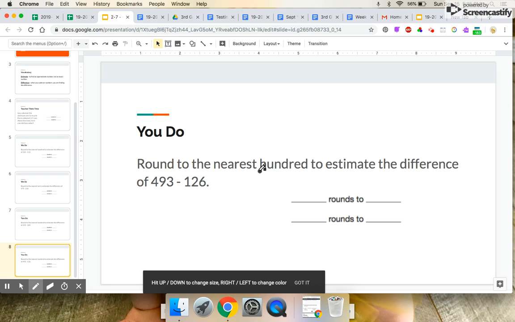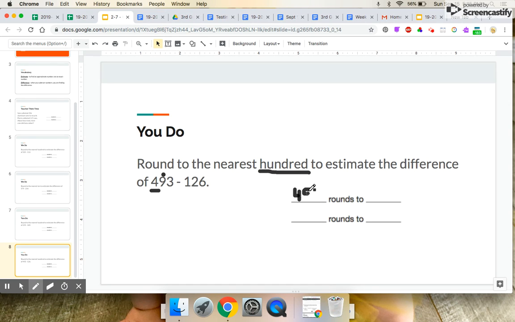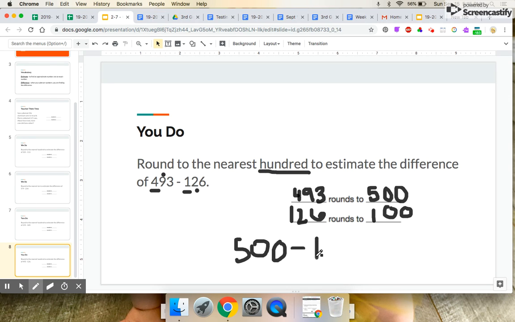Okay, looking at this one, we rounded to the nearest 100. So taking the nearest 100 and looking at the tens, 493 now becomes 500 because the 9 is in the tens place, which means I'm rounding up. Then I have 126, so looking at the hundreds and the tens. A 2 in the tens place for 126 means I am rounding down, so that would round down to 100. 500 minus 100 equals 400.